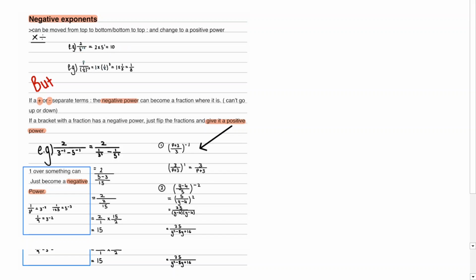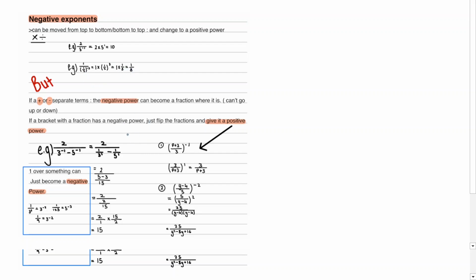Another example, 1 over a half to the power of negative 3. I can bring that whole term, a half, to the top, and I make it to the power of positive 3. So it becomes 1 times a half to the power of 3, which is just 1 over 8. 1 times 1 over 8 is 1 over 8.